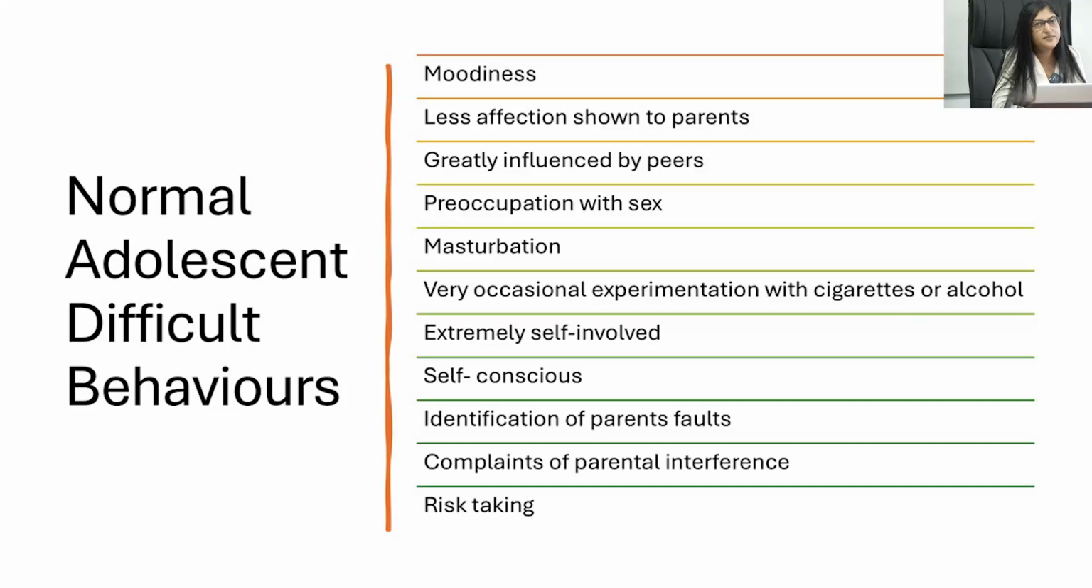So this may sometimes be a problem for parents. And they are greatly influenced by peers. They are sometimes preoccupied with their body image and certain sexual behaviors. They are preoccupied with masturbation. So these kinds of things happen during adolescence.